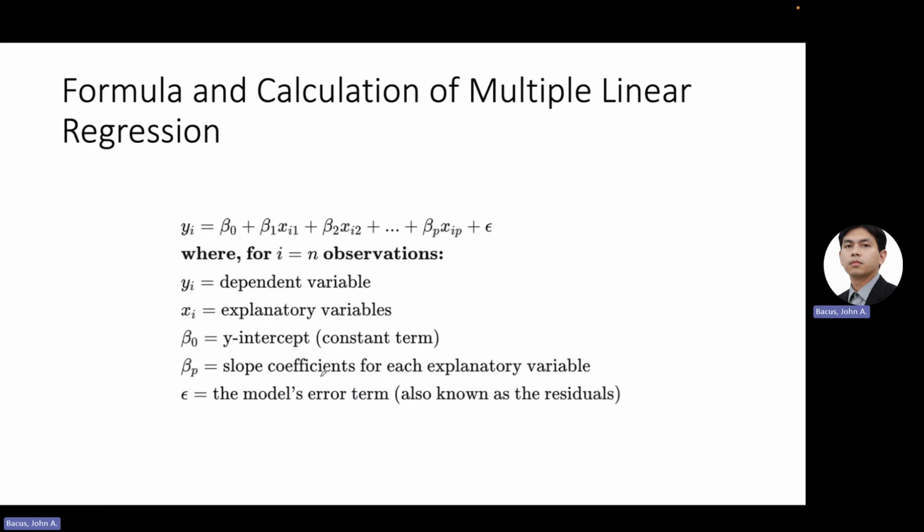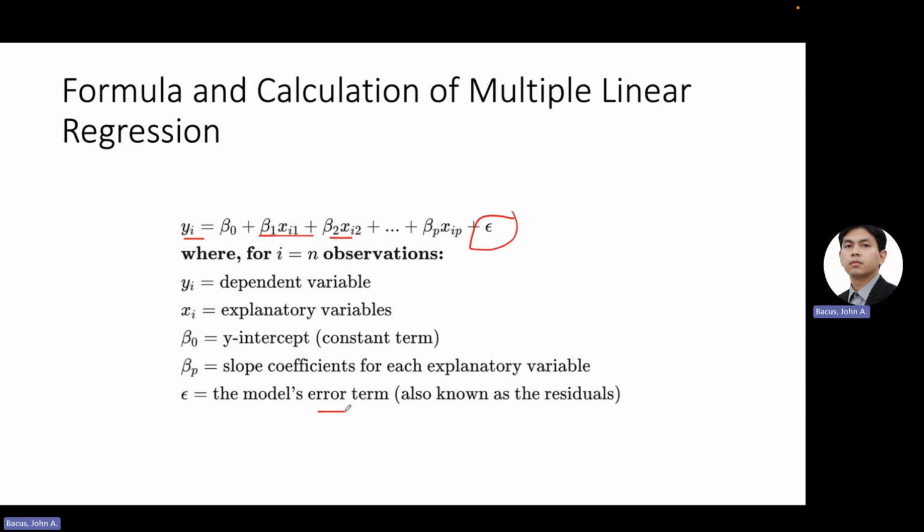So the formula and calculation of a multiple linear regression are as follows. Remember in our linear regression, we only have y equals mx plus b. But here, we have several variables. Since these are independent variables, we have to put them here. And the epsilon here is the model's error, also known as the residuals.